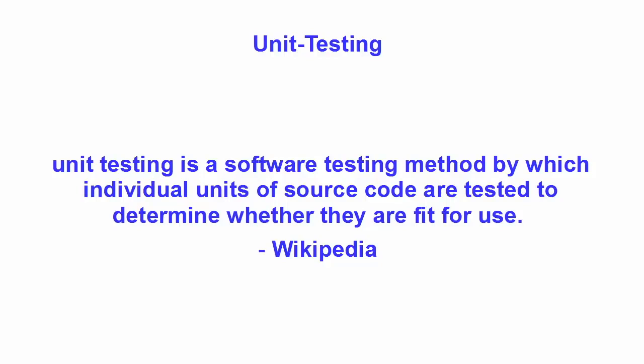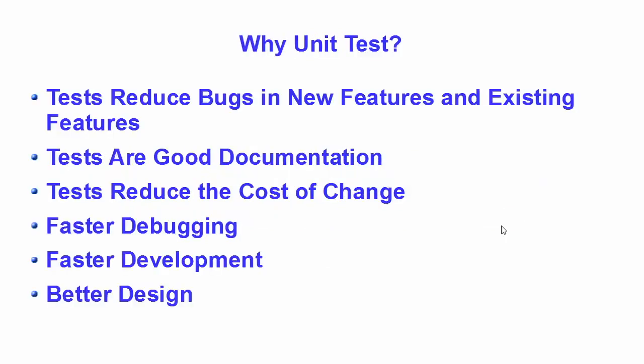According to Wikipedia, unit testing is a software testing method by which individual units of source code are tested to determine whether they are fit to use or not. In unit testing, we perform the lowest level of testing, that is, individual units of software are tested. That means units like functions, subroutines, and classes are tested to verify if they are giving the desired result or not. Now let's discuss why should we unit test our code.